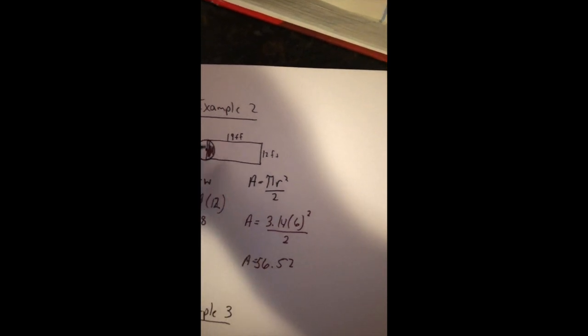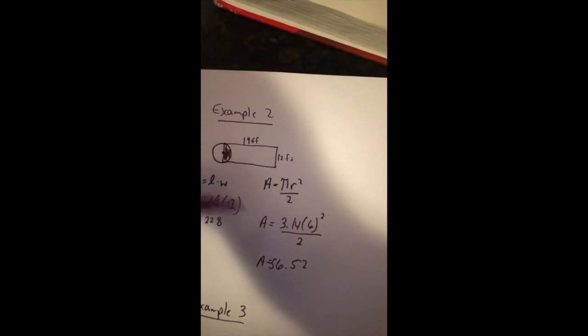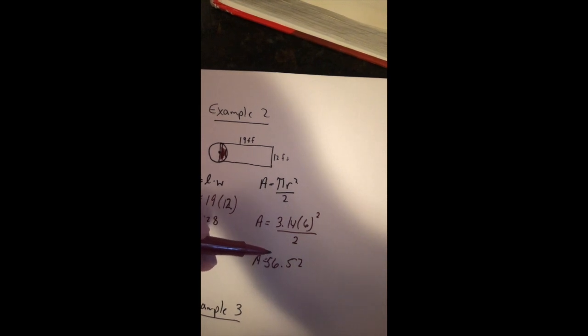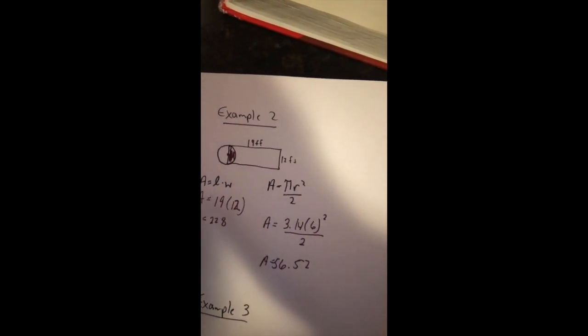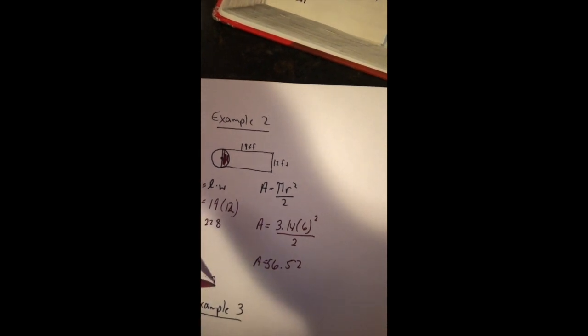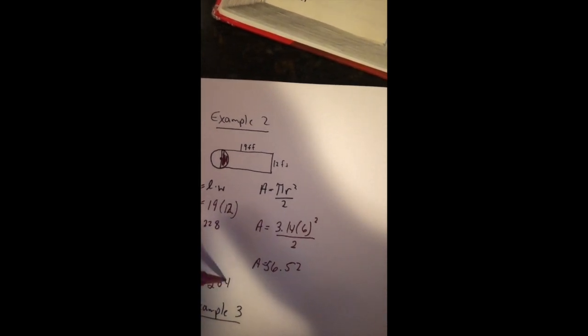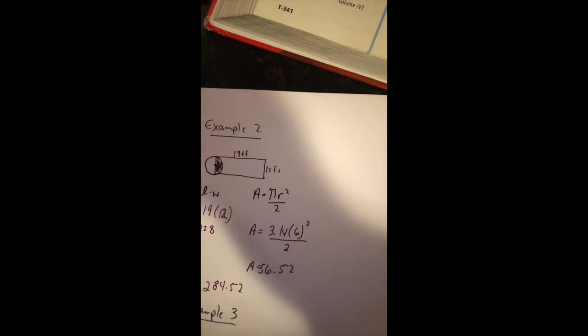All right, and then together we're going to add these up. You have the area of the semicircle and the area of the rectangle to get the final answer of 284.52 feet square.